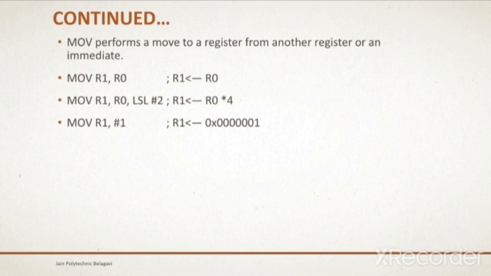In the second example, MOV R1, R0, LSL #2. In this, first R0 is shifted by 2 positions towards the left. After that, the shifted contents are moved into R1. And in the last, MOV R1, #1. Here, R1 is stored with value 1.